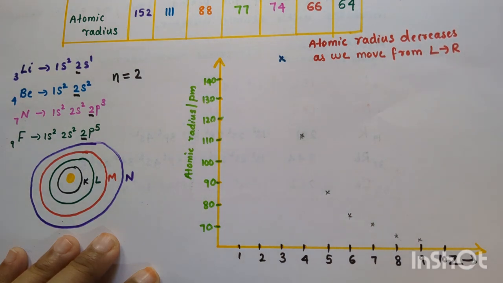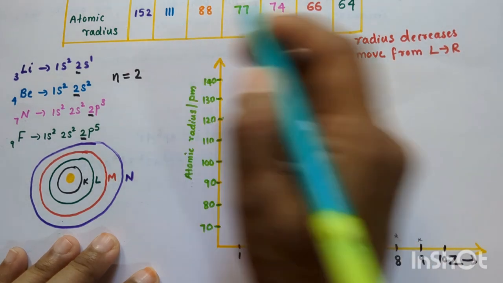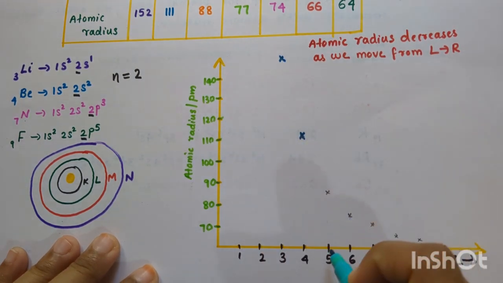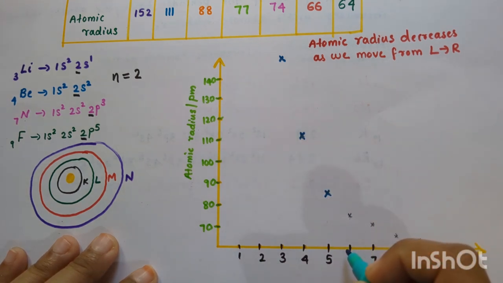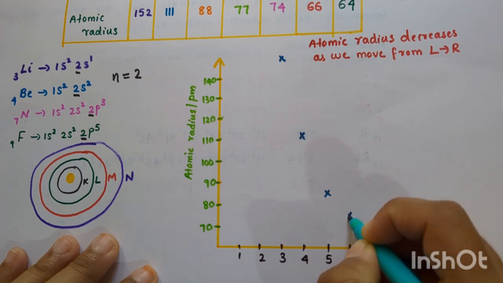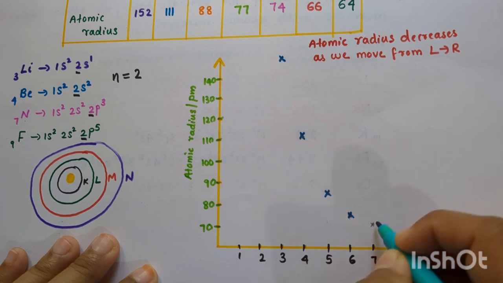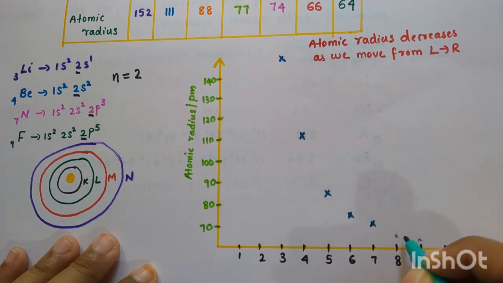Then the next element is beryllium. Its atomic number is 4 and its atomic radius is 111. So 4, 111 somewhere here. It's a rough estimate, okay. Then for boron, atomic number 5, atomic radius 88 picometer, so somewhere here. Carbon atomic number 6, atomic radius 77, somewhere here. Okay, nitrogen atomic number 7, atomic radius 74, somewhere here. Similarly, you will get the points for the other elements too.